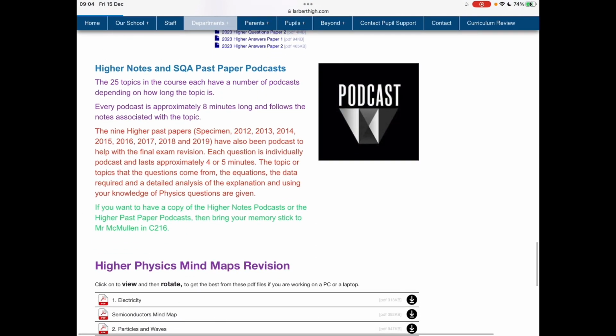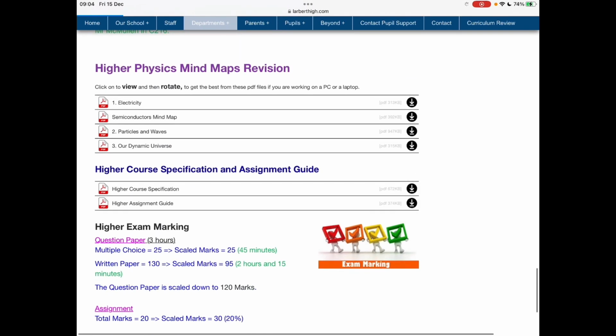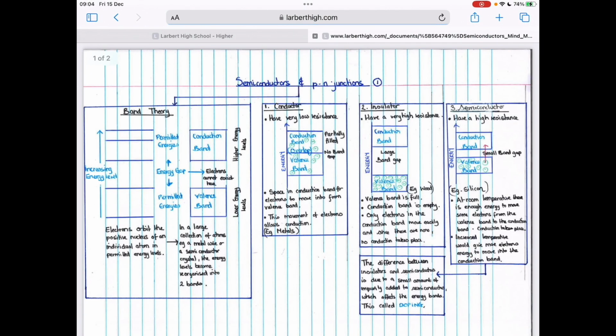You've also got higher podcasts. If you, again, want higher podcasts, you'll have to go either to your class teacher or Mr. McMillan, and they'll be able to provide these podcasts. And then you have some mind maps here as well. So here's a semiconductor mind map.